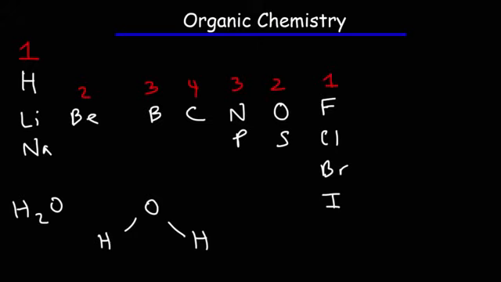Now, oxygen likes to have 8 electrons. Each bond represents 2 electrons. So that's a total of 4. To get to 8, we need to add 2 lone pairs. So that is the Lewis structure for water.